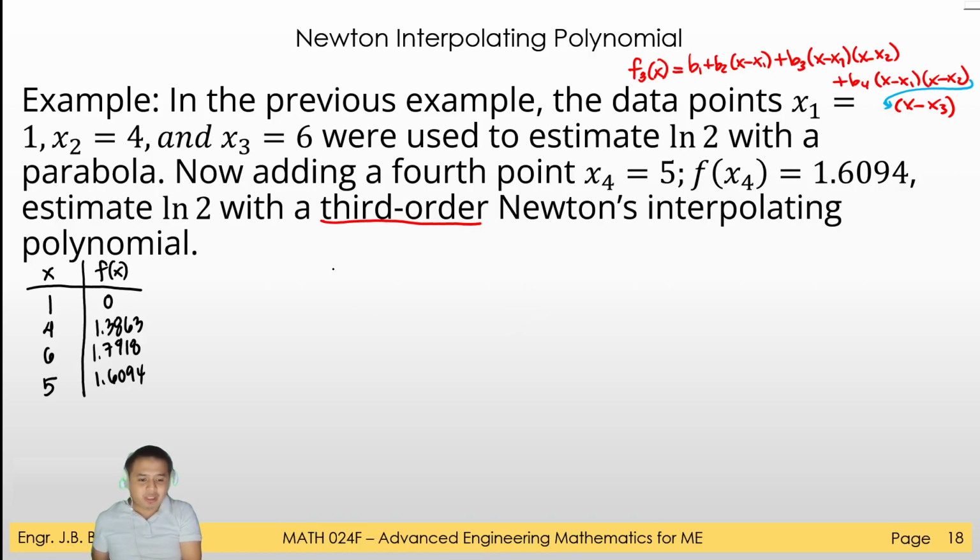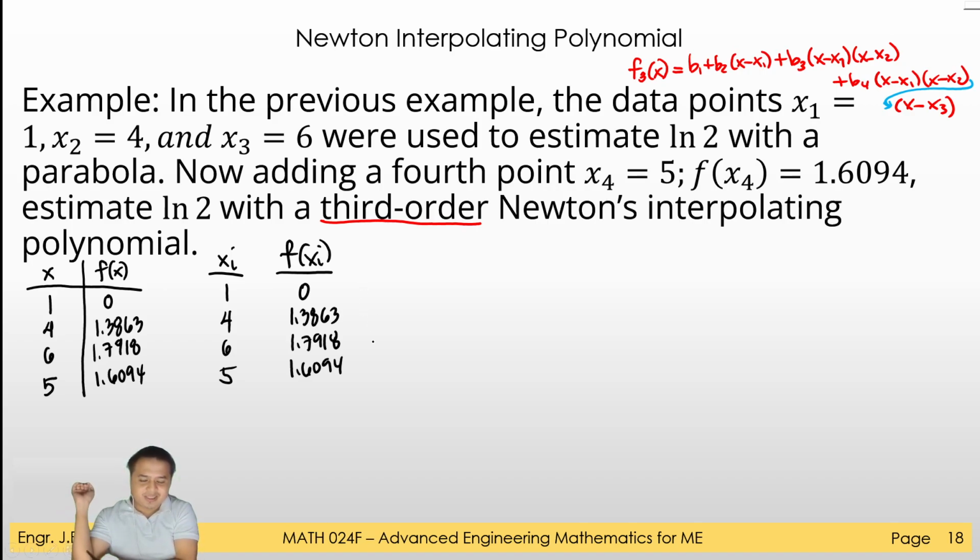So how do we use the tabulated method? We can just extend this tabulation, but I'll write this again for a better representation. So xi and f of xi. xi is basically your x value, so we have 1, 4, 6, and 5. And f of xi is also the f of x value. So we have 0, 1.3863, and then 1.7918, and then 1.6094. Now, this is already your b1.